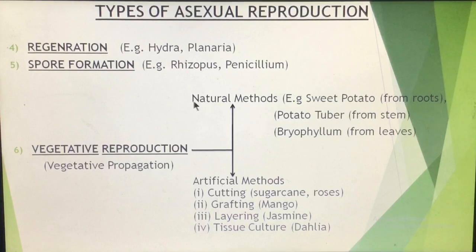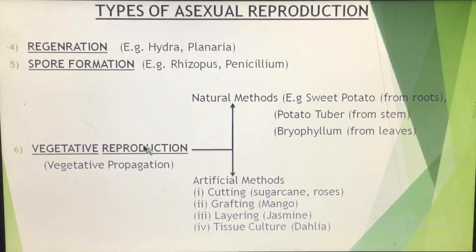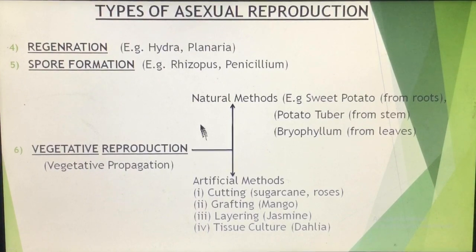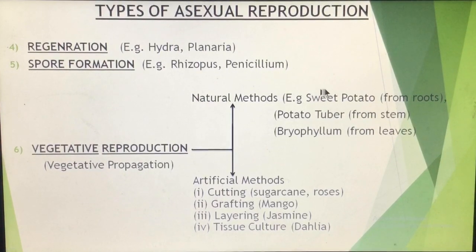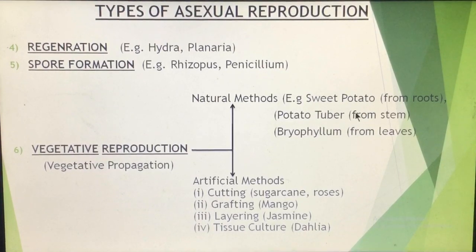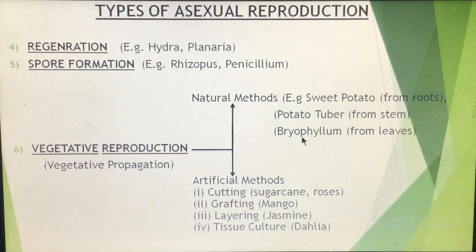Then there are natural methods of vegetative propagation in plants. Plants में asexual reproduction को vegetative reproduction बोलते हैं या फिर vegetative propagation बोलते हैं. So vegetative propagation can be by natural methods or artificial methods. We talked about in natural methods the sweet potato, that is the root gives rise to many plants. In potato it is the stem, the eyes of the stem which give rise to many plants. In Bryophyllum it is the leaf, that means the root, stem or the leaf, which are the vegetative parts of the plant, give rise to a new plant. So these are the natural methods.